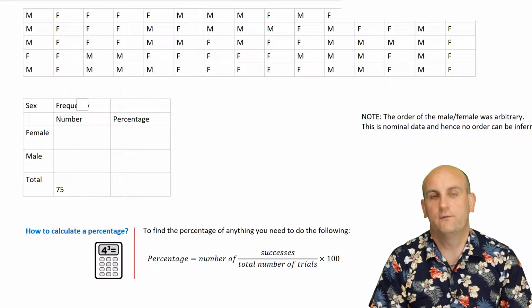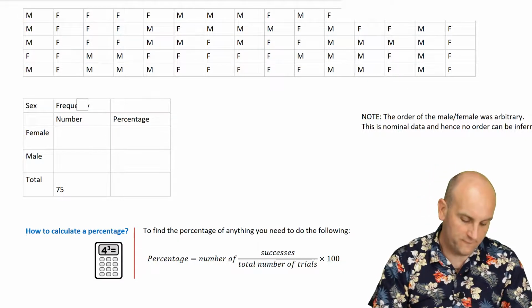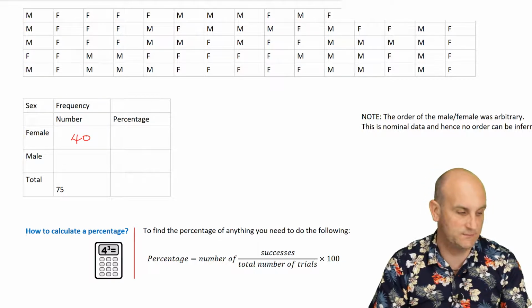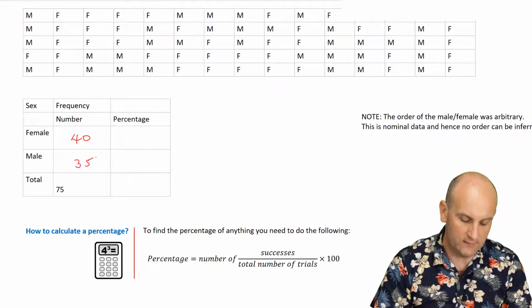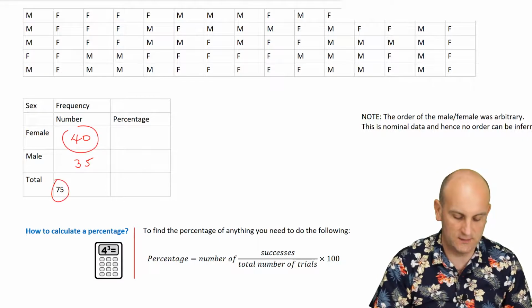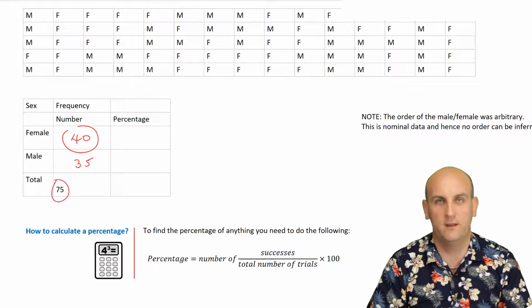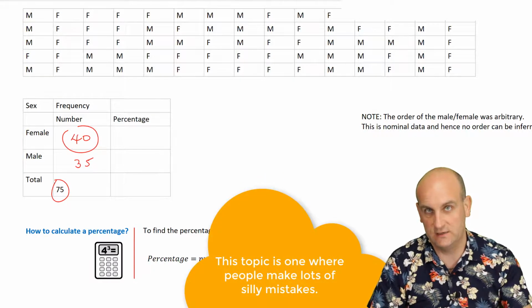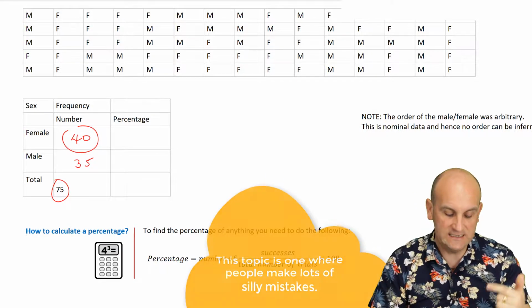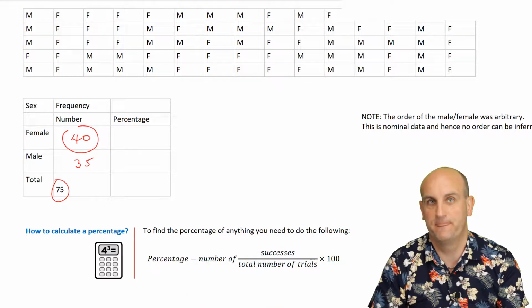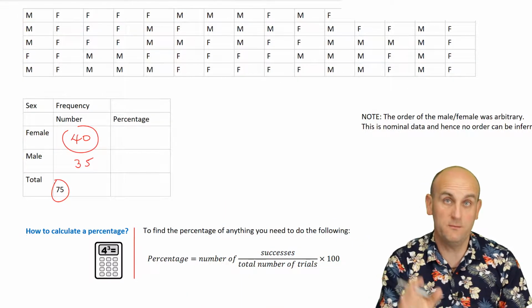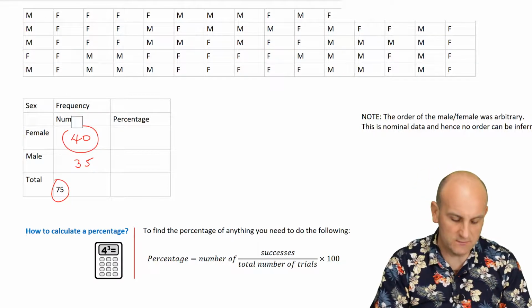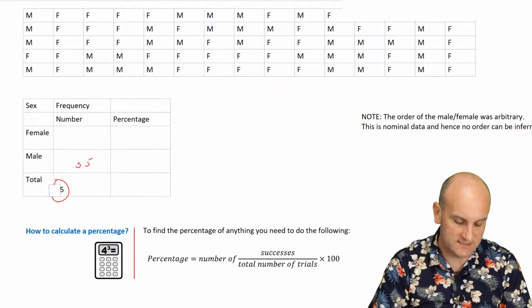Luckily enough, I've already done all the hard work, and I know the number of females happens to be 40, and the number of males therefore has to be 35. Now, interestingly, knowing this 40 and knowing the total, I could subtract one from the other. I tend not to. I actually go back to my original data and I continue to count. Because if I actually count that my males were 36, it means one of two things. I've either miscounted the number of males, or I've miscounted the number of females.